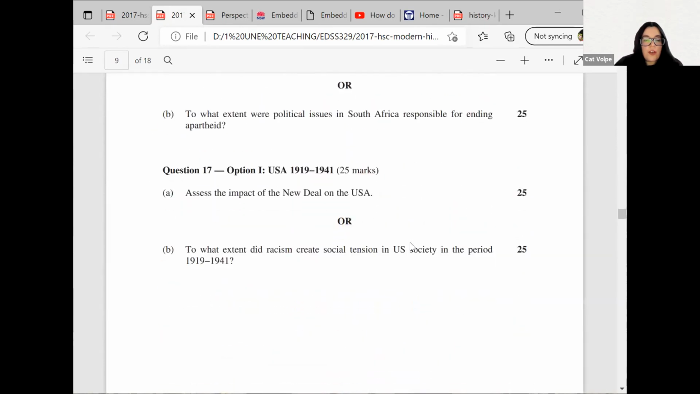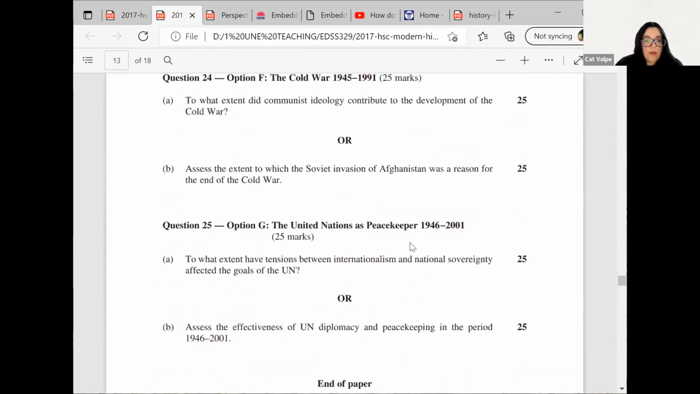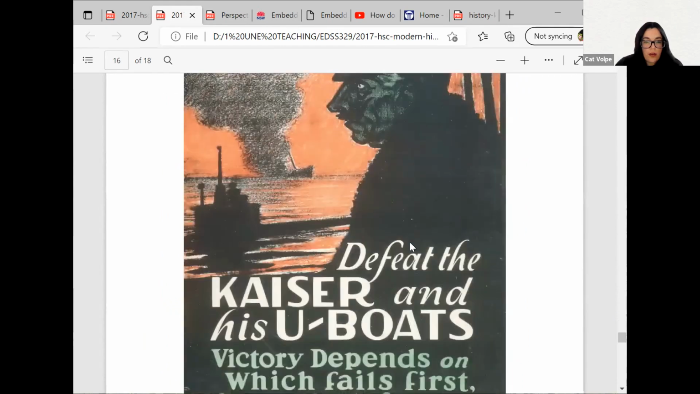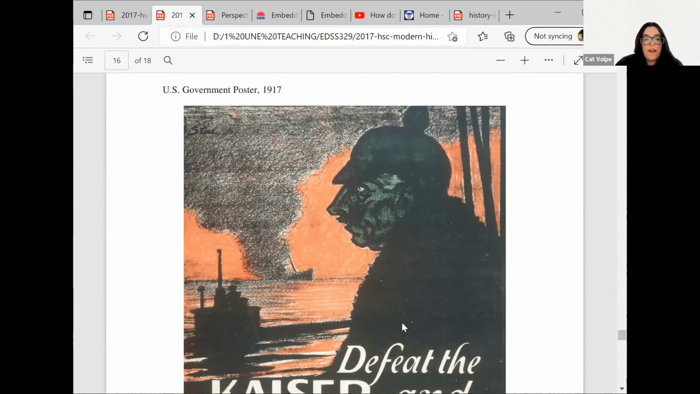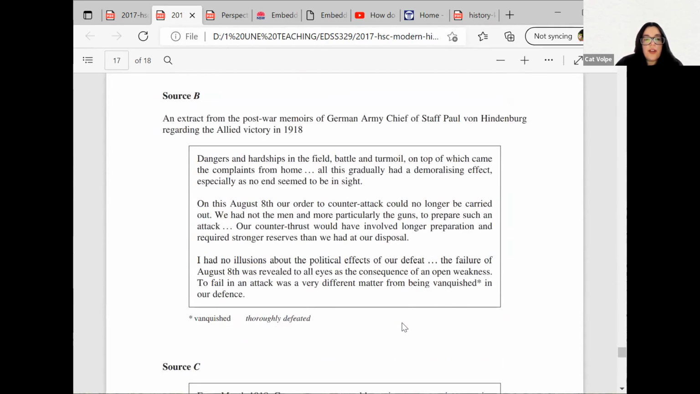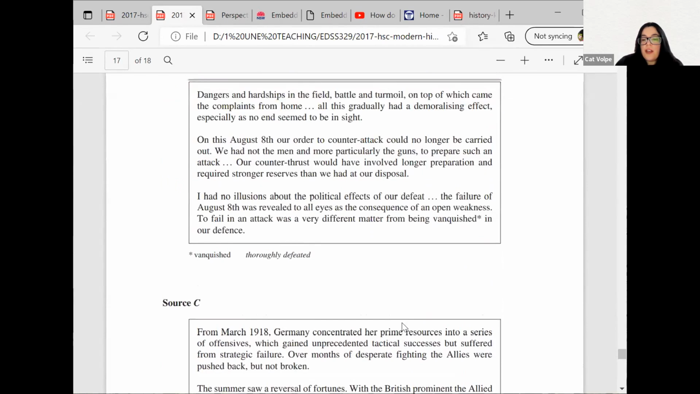So if we go down to... okay, so this is source 1. So a picture and also a written excerpt, a couple of excerpts.